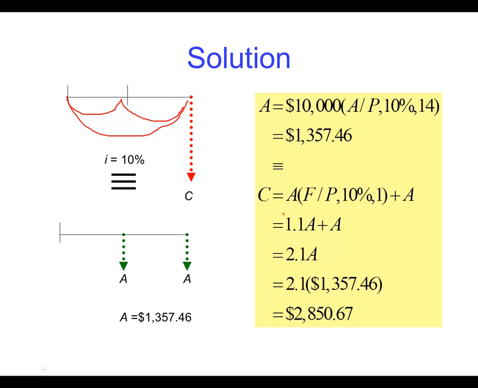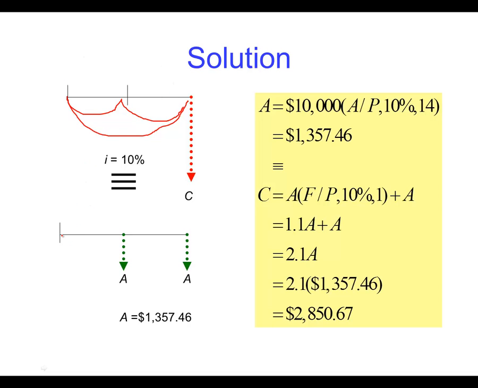Calculating that will give us C equal to 2.1 A. Since A is equal to 1,357.46 cents, then C will equal 2,850.67 cents. Now the other method is to find the interest rate for these 2 periods.